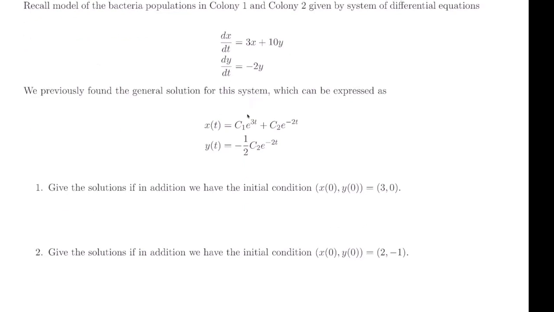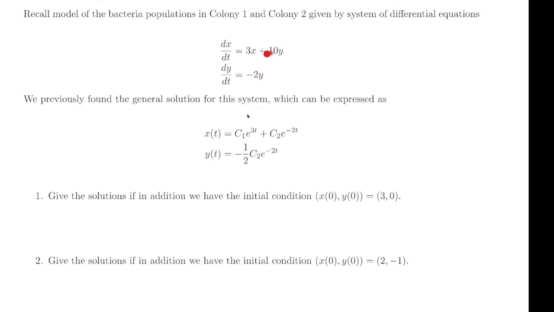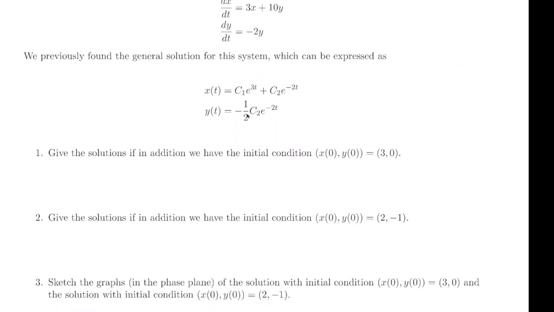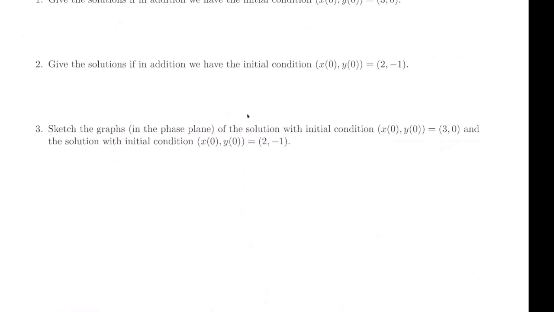So we worked with this one last time, and we were able to find a solution to that system down here. And so what I want to think about now is what happens if we have certain initial conditions. And ultimately, what I'm going to want to do is sketch a graph of all of this down here in part 3. And we're going to graph this in the phase plane. So we're going to look at X versus Y.